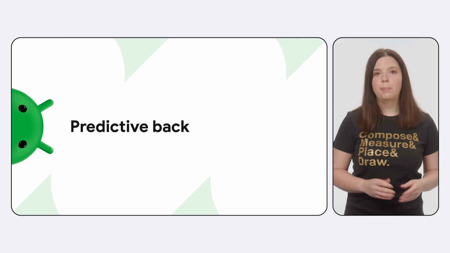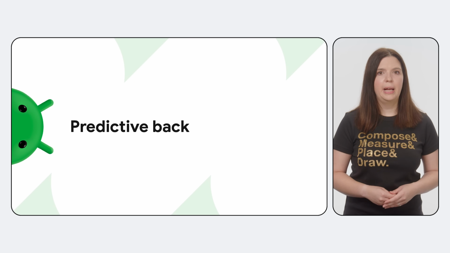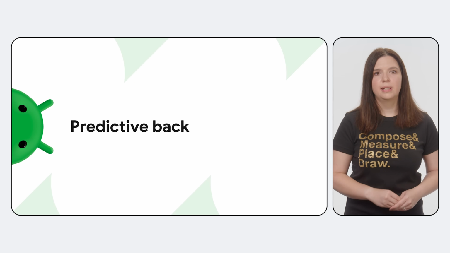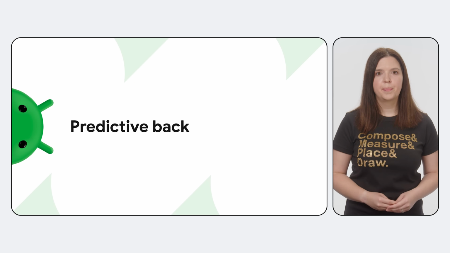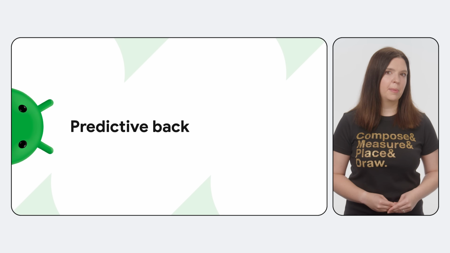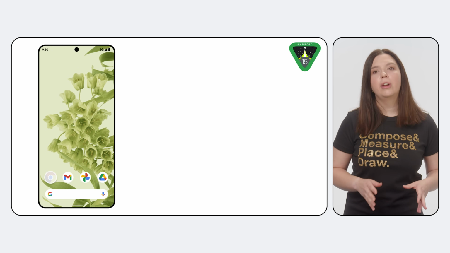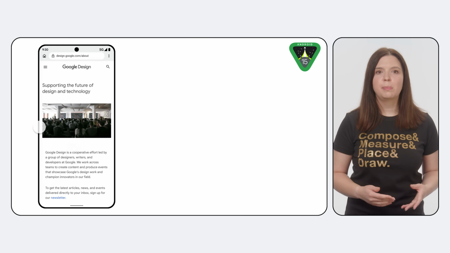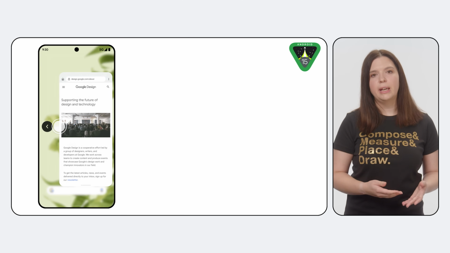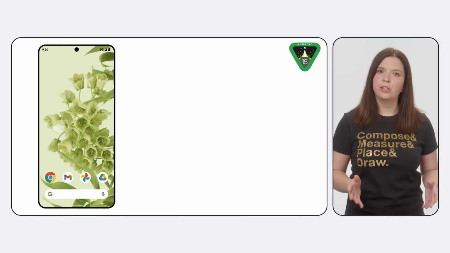So now we understand the basics of shared elements and how to use them in our apps. We're going to add one more final delightful touch to the JetSnack app. You may have heard of Predictive Back before. It's a feature on Android 15 which allows you to display a preview of where the user would navigate to if they were to perform a back gesture.